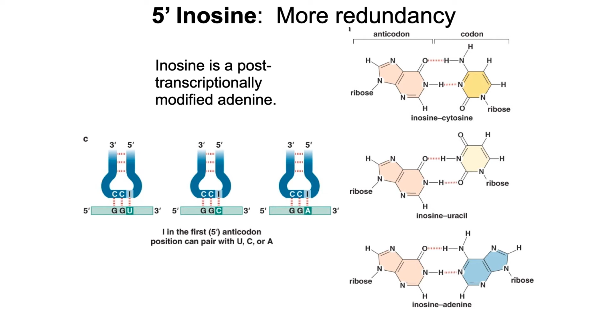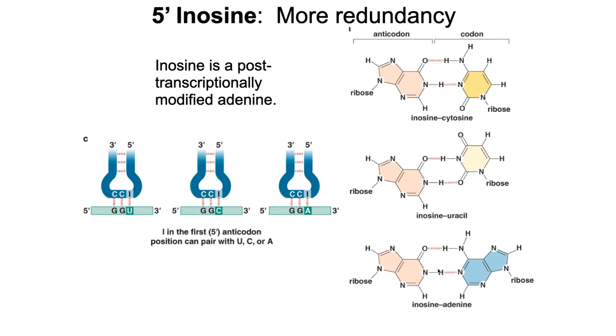Next, post-transcriptionally, some tRNAs are modified such that what was originally an adenine in this 5' most position of the anticodon is chemically modified to something called an inosine. And an inosine can hydrogen bond with a uracil, a cytosine, and an adenine.